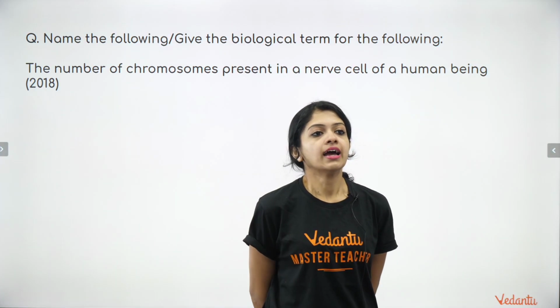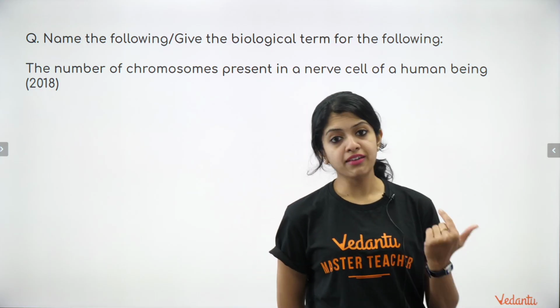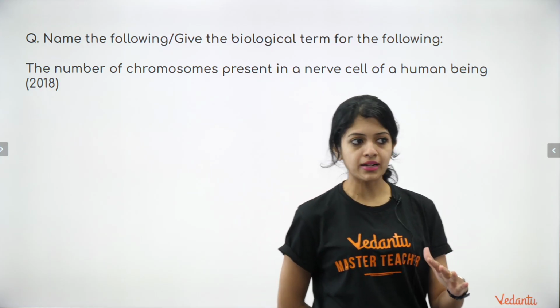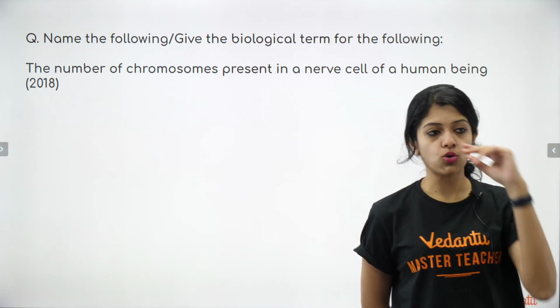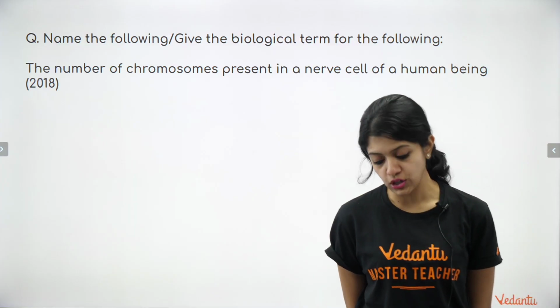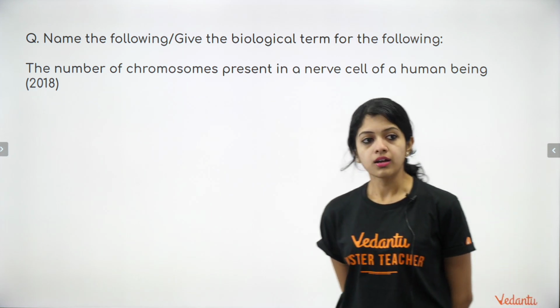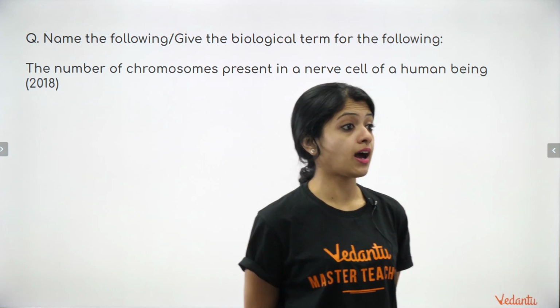All right. Very, very simple. Let's go very fast first. I have not given any multiple choice today. The number of chromosomes present in a nerve cell of a human being. Yes, who's going to give me the answer?